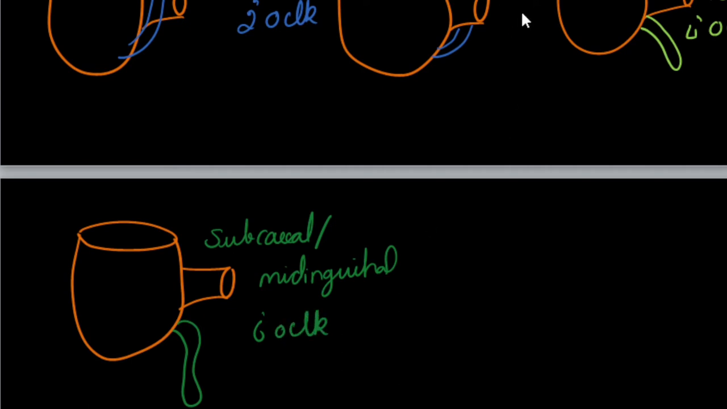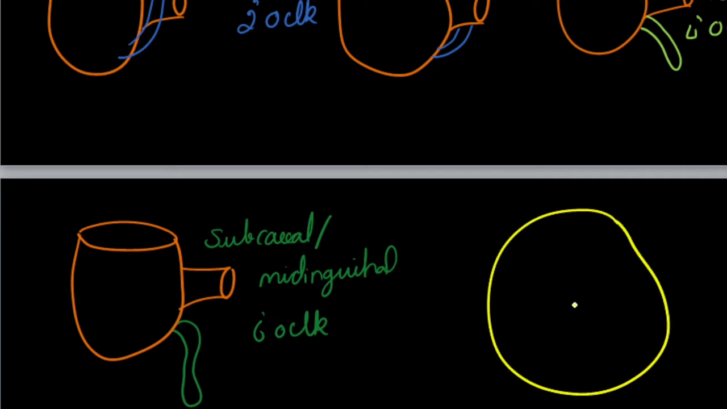So let's see how these appendices appear in the clockwise aspect. Try to imagine a clock in this. First comes our paracolic position, or 11 o'clock. 11 o'clock is also called paracolic. And then comes our 12 o'clock position, which is the retrocecal.